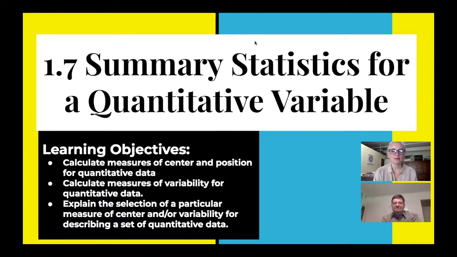Today we're talking about 1.7 summary statistics for a quantitative variable. We're going to calculate measures of center and position for quantitative data. We're going to calculate measures of variability for quantitative data.